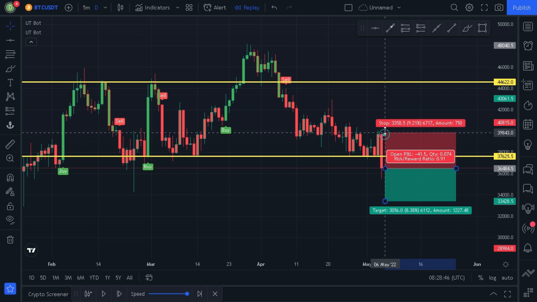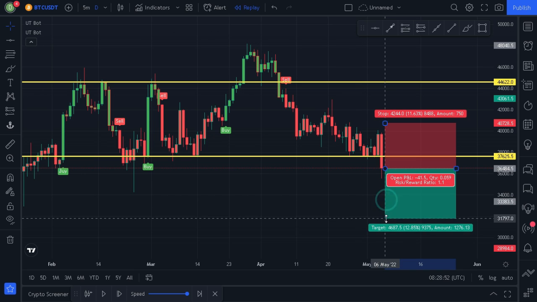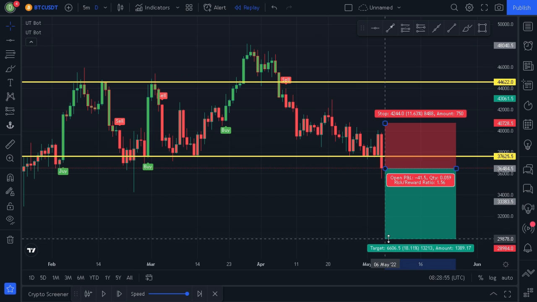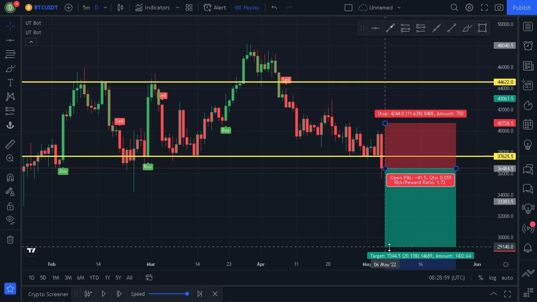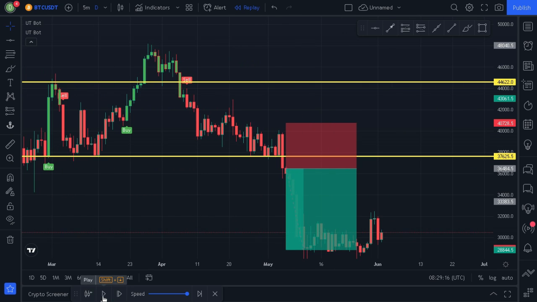Then you will take a short trade entry like this and set your stop loss at the previous swing high and extend your profit target to the risk to reward ratio of 1.8. Let's run the replay to see the result of the trade entry. You can see that the price achieved our target, also making this a high-quality trade entry.